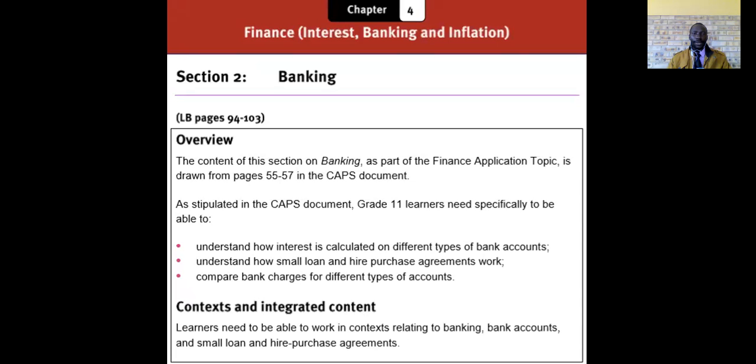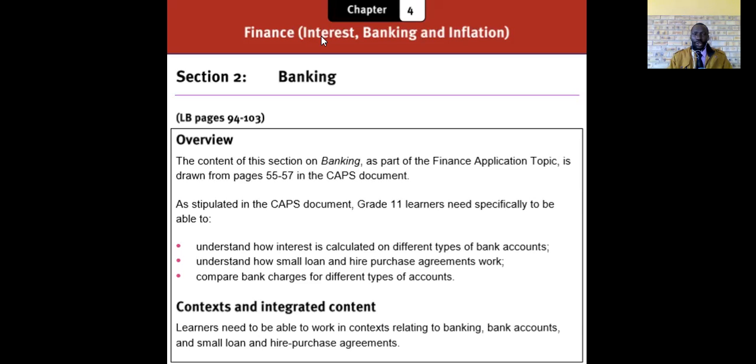Now, this lesson is on the second section. As you can see here, section 2, called banking, under the topic called finance. Now, in some of the previous lessons, we had discussions on interests. We discussed what interest means, the interest rate, the related terms, the simple interest, and the compound interest. We also looked at how to calculate simple interest and compound interest.